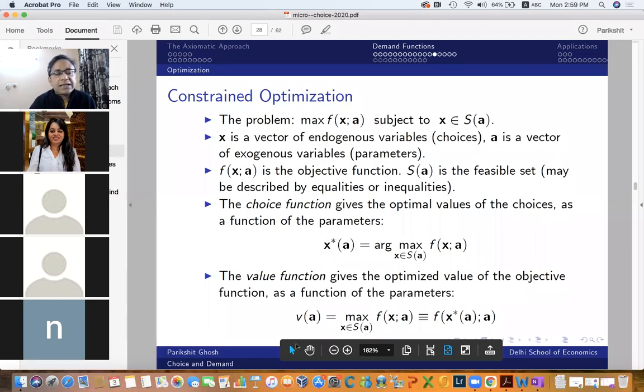Both the choice and the value functions, you will note, are functions only of the a vector. The value function is also a function of the a vector because we have already solved for optimal x choices and have incorporated it in our calculation. So in the end, we get a value which is a function of all the parameters of the problem.